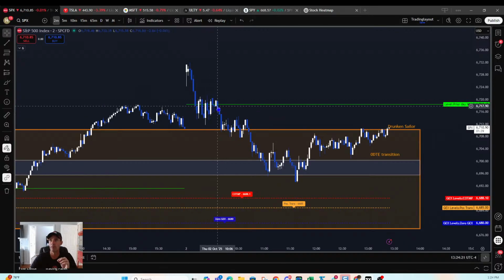67.20 was this area right here. We got below that, then we started removing those deltas rapidly to the downside. So that's your fuel to the fire, and that's where the gamma kicks in. And then we move back down to the 0DTE transition. So we had an excellent game plan for today.